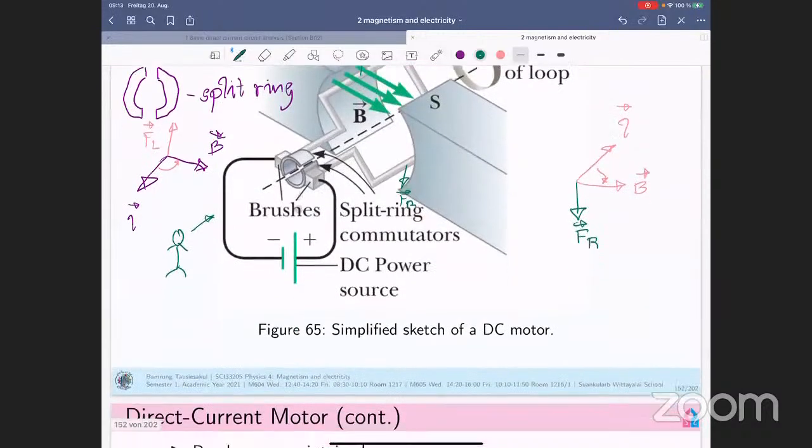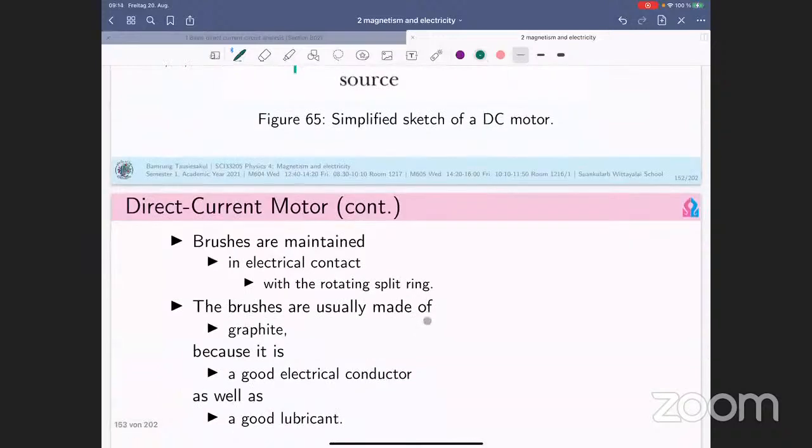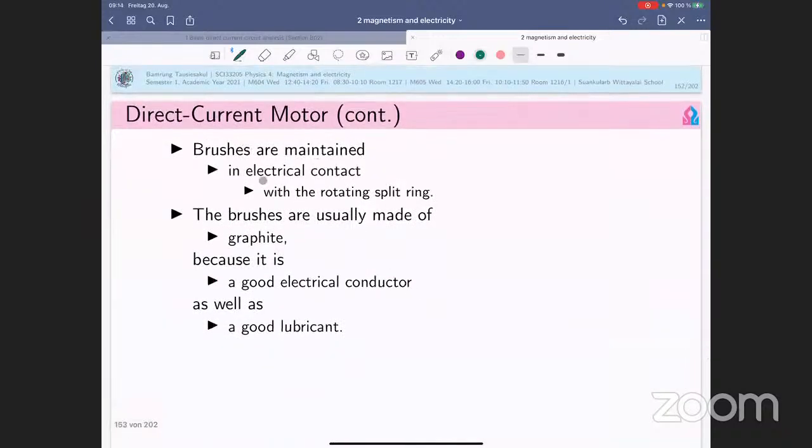Brushes are maintained in electrical contact with the split link to deliver the current, or electron movement, to the rotating split link. The brushes are usually made of graphite, which is a good electrical conductor as well as a good lubricant.